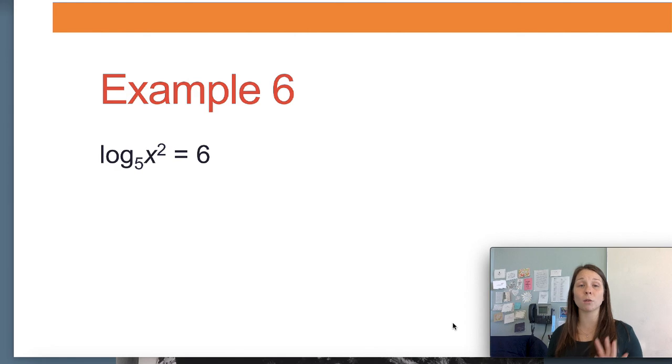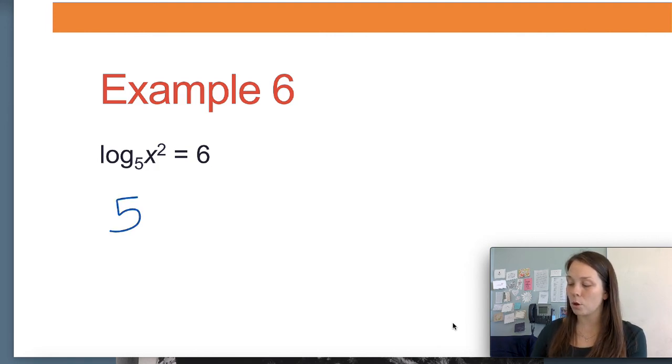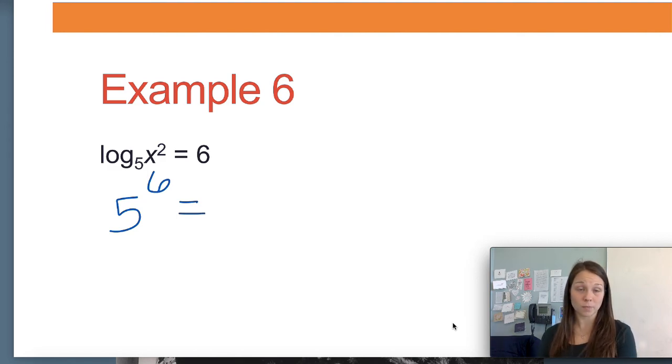So I have the log base 5 of x squared equals 6. If I rewrite this in exponential form, I'm going to take the base of the logarithm. The exponent is the answer of the logarithm, which is 6. And that is going to be equal to the thing that was originally being plugged in, which is x squared. So I have 5 to the power of 6 equals x squared.